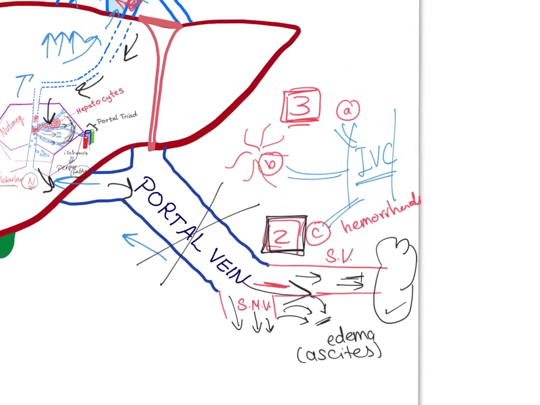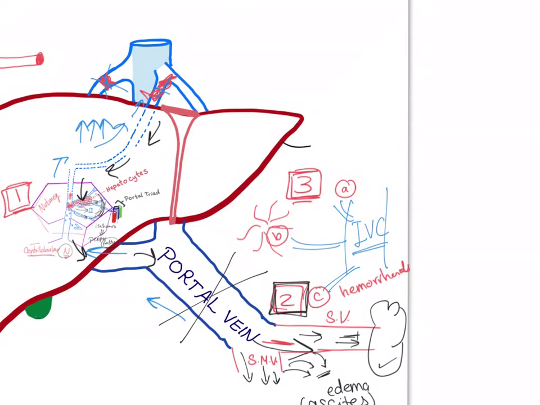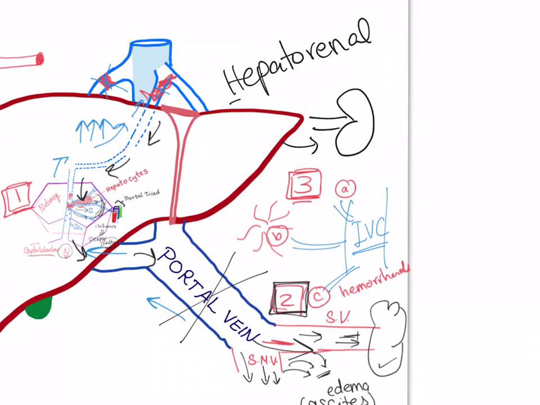So these are the problems due to portal vein territory issues. What about number three? Number three is hepatorenal syndrome. When the liver is damaged, the kidney cries. Why? Due to hepatorenal syndrome, a completely different topic, and there is a video. The link will be in the description, or you can click here.